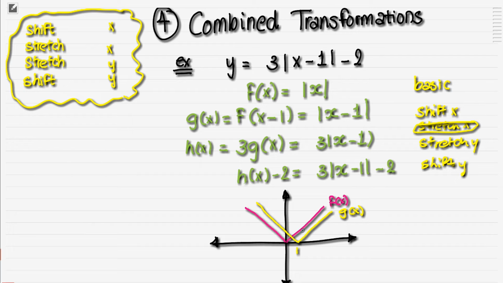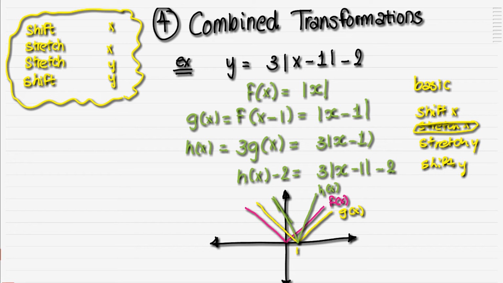Here this is going to remain the same, but everything else is going to be times 3. So this is going to be 3 up, and everything is going to get much steeper. And here, instead of 1, this is going to be 3. So 1, 2, 3. So let's say it's here. This is going to look something like this. It's a steeper form, and this is going to be our h of x.